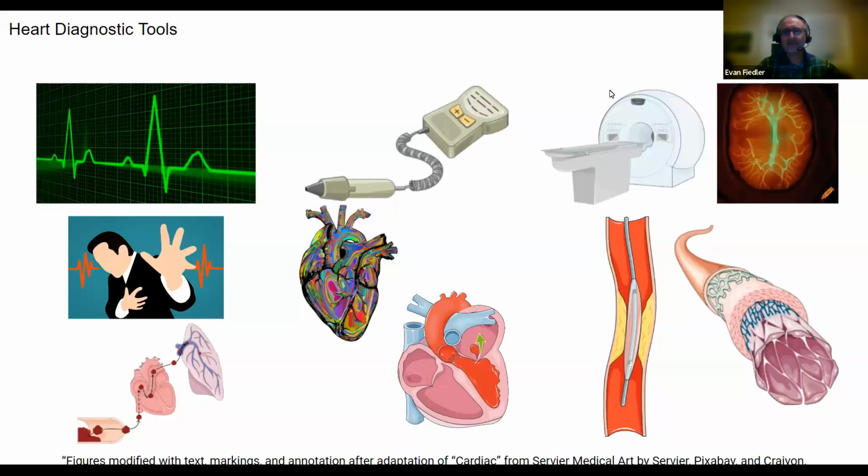Heart diagnostic tools: EKG or ECG, electrocardiogram. You can see here the P wave, the QRS wave, and the T wave. Remember, P wave is atrial depolarization. QRS, we're looking at ventricular depolarization, particularly with the ST segment specifically. And then the T wave is the ventricular repolarization. The atrial repolarization is hidden inside this QRS spike here.